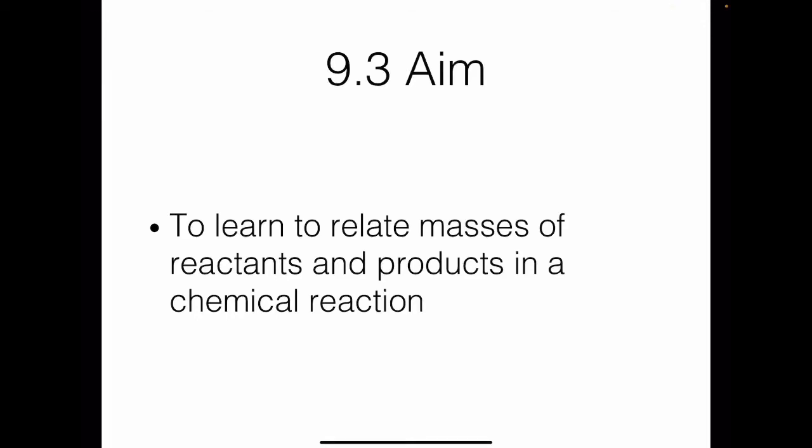In the last section, we were talking about relating moles of reactants to moles of product through the use of the stoichiometric coefficients. So we were able to take those coefficients and say those represented moles of either reactant or product, and then relate those in a balanced equation and in a dimensional analysis problem. So here we're going to go one step further. And that one step is then taking that number of moles and converting that to mass. And we know we can do this through molar masses of compounds. So the aim for section 9.3 is to learn to relate masses of reactants and products in a chemical reaction.